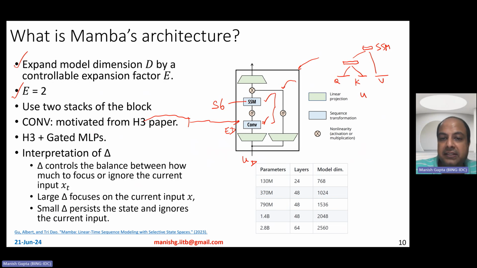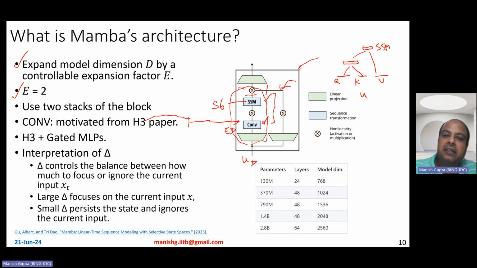Now there is this other path also, and this path comes from yet another kind of work called gated MLPs, gated multi-layered perceptrons, right? Here this is the main path, and then this is the gating path on the right side. It tells you that whatever outputs are coming from here, which of them should be allowed to pass to the final output.